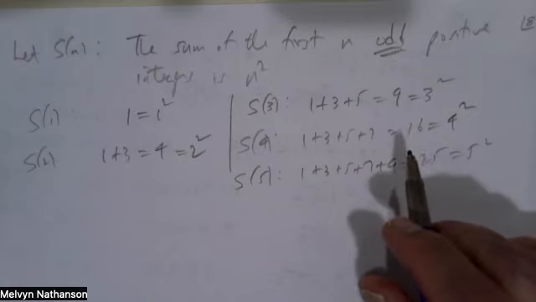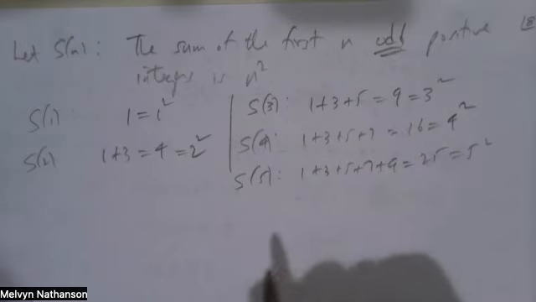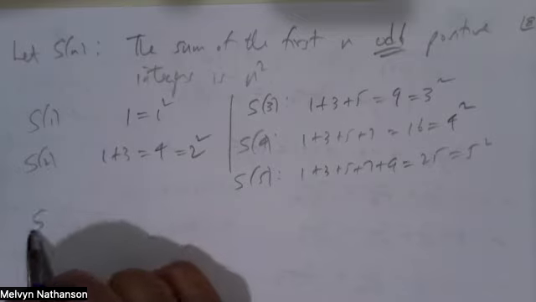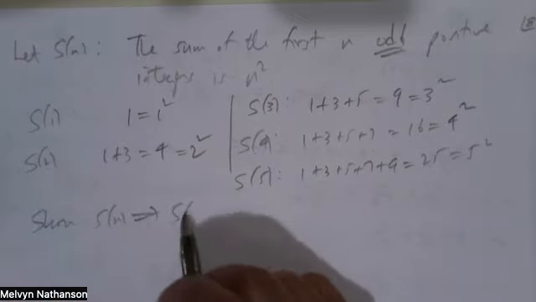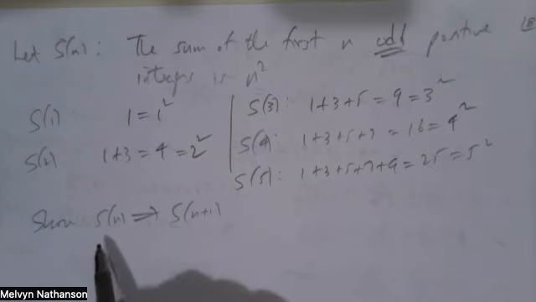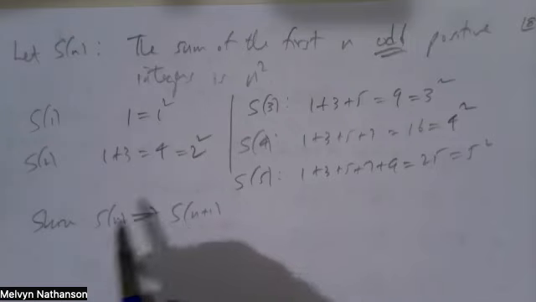So we know that it's true for 1. We must show that if it's true for n, that S of n implies S of n plus 1. So suppose S of n is true, we must show S of n plus 1 is true.